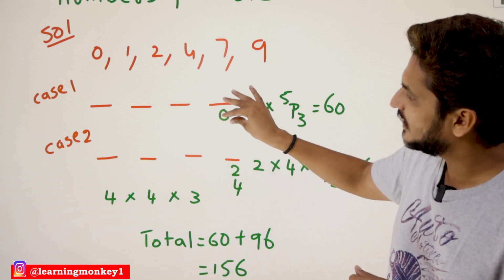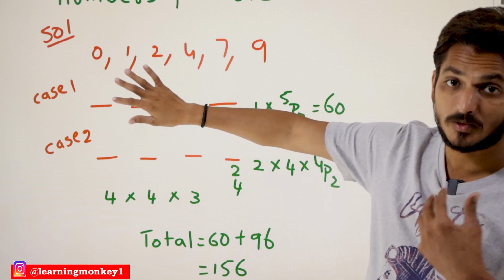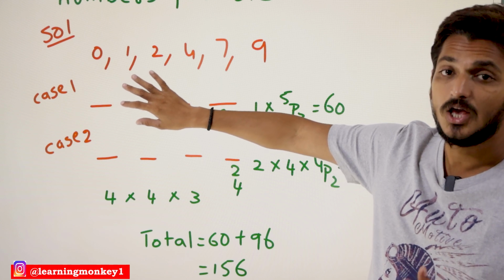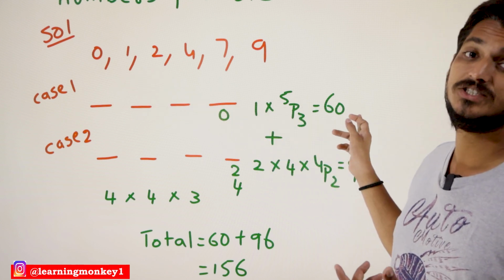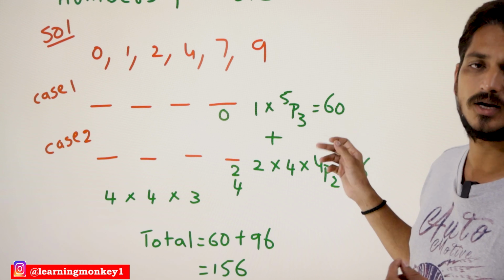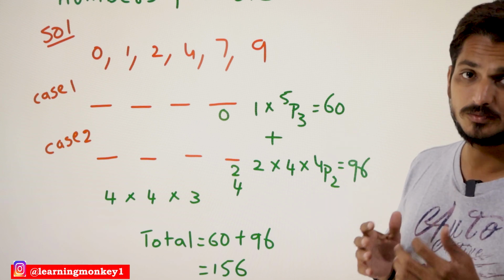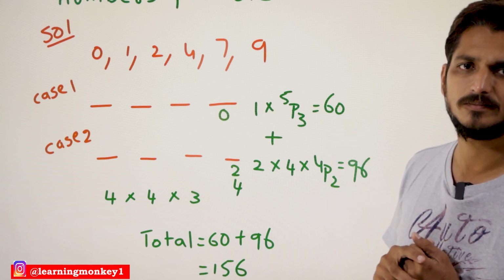So placing 0 here is one case. What are the possibilities that you are going to get by placing 0 here? 60 possible conditions you got. Possible 4-digit numbers you got.